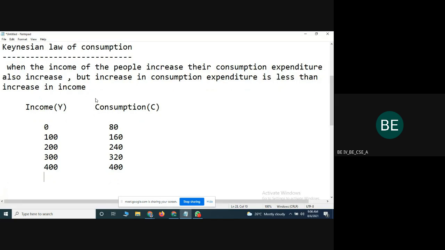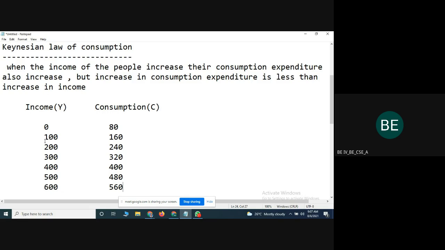In the next scenario, the income is 500 rupees, whereas the consumption is 480 rupees. In the next scenario, the income is 600 rupees, whereas the consumption expenditure is 560 rupees. So what is the Keynesian law of consumption? As income increases, the person's consumption also increases. But at a particular period of time, the increase in consumption expenditure is much less than the increase in income.